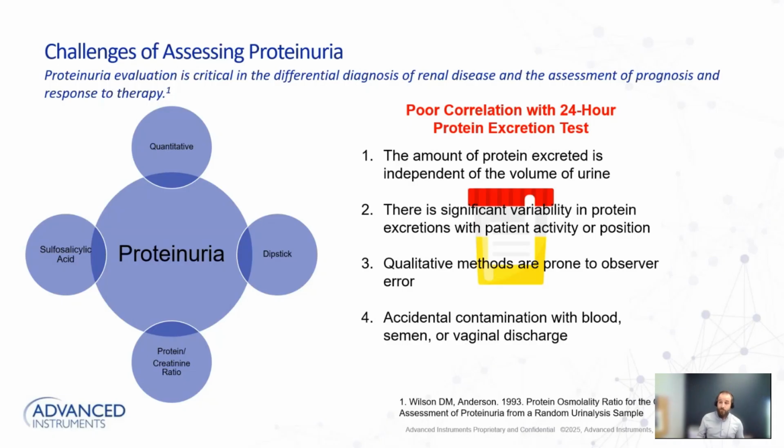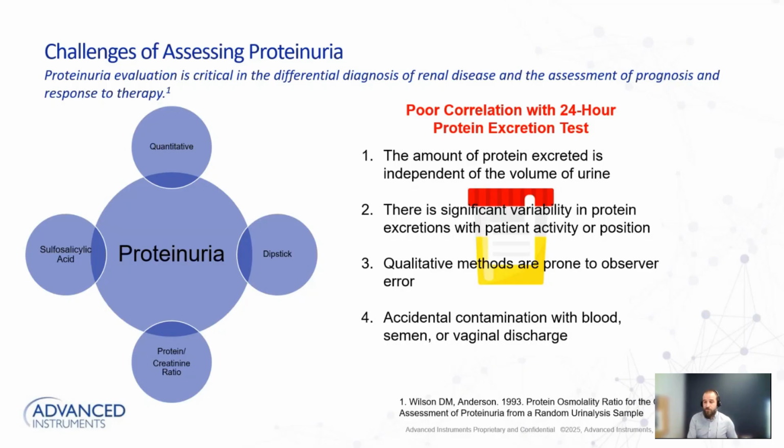So it's really important in the differential diagnosis of various renal disease and the assessment of the prognosis in response to therapy. So what do they have? How are they doing? How severe is it? And how are they responding to therapy? It's a really important tool for all of those things when we're assessing our patients' severity of kidney disease, more or less. There's a number of different ways that we measure proteinuria.